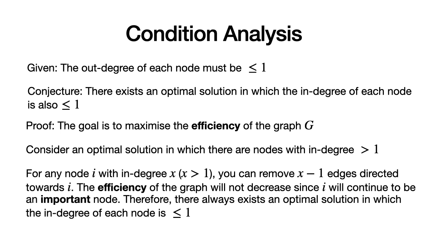We need to maximize the efficiency of the graph G. So let's consider an optimal solution in which there are nodes with in degree greater than 1. For all such nodes, let's say that the in degree is x. Let's remove x minus 1 edges directed towards that node. Keep in mind that since we only removed x minus 1 edges, that node will continue to be an important node and the efficiency of the graph will not decrease. Therefore, we can always guarantee an optimal solution in which the in degree of each node is less than or equal to 1. How does this help us?